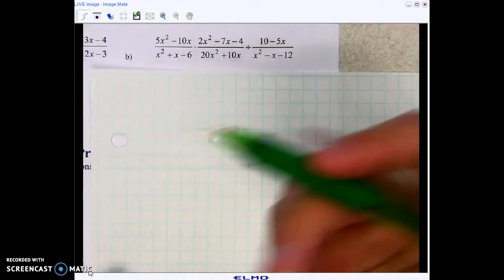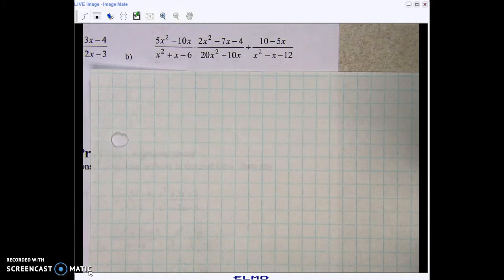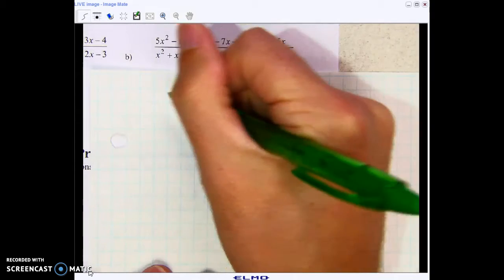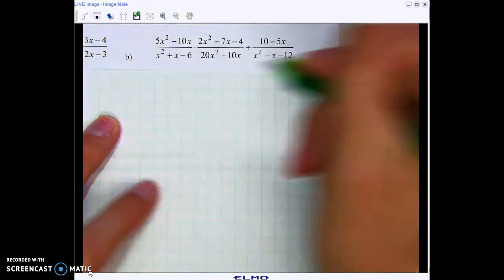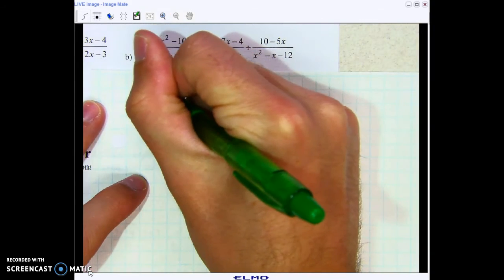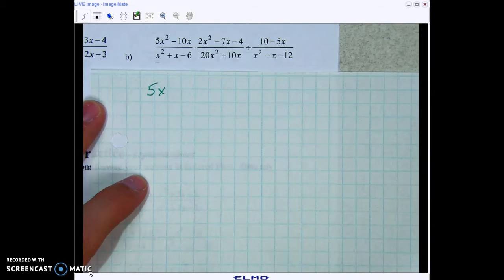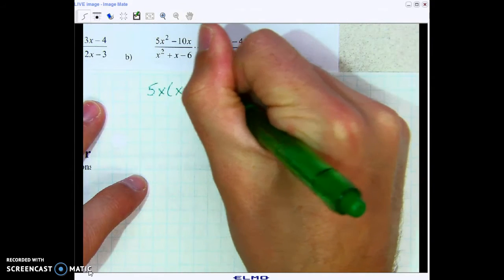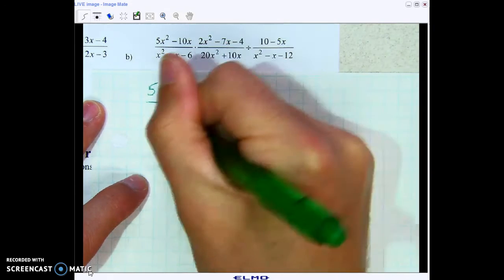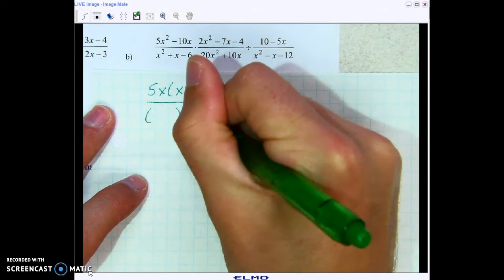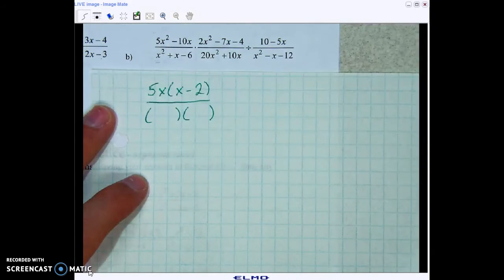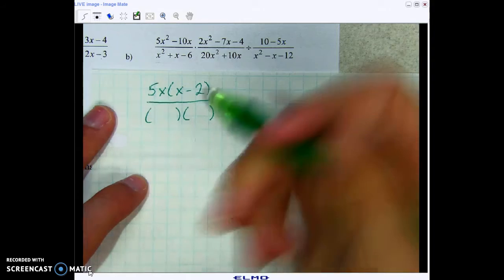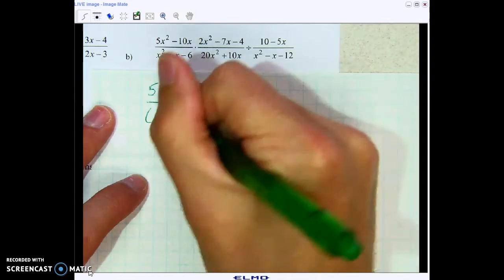All right, guys, here we go. So we're looking at letter B, 3.1, example 3. Here we go. Okay, the first term is going to factor into, let's take out a 5x, right? 5x. You guys agree 5x is good there? All right. And then we have an x minus 2 over, what's this going to factor into? x plus 3 times x minus 2? I like that.